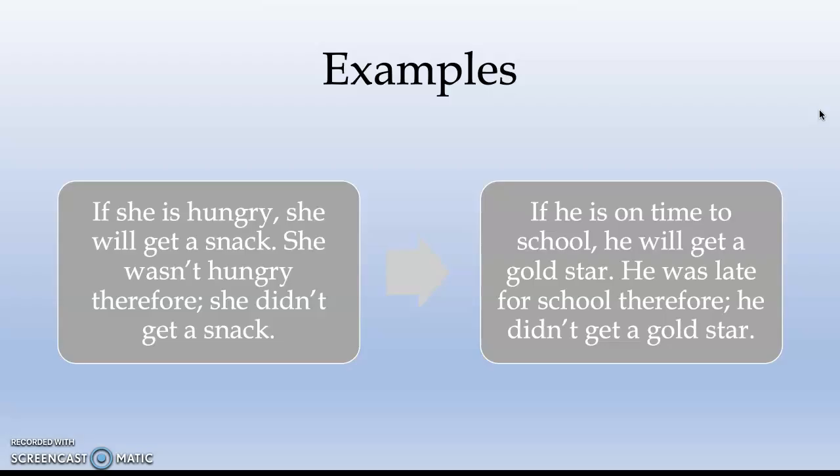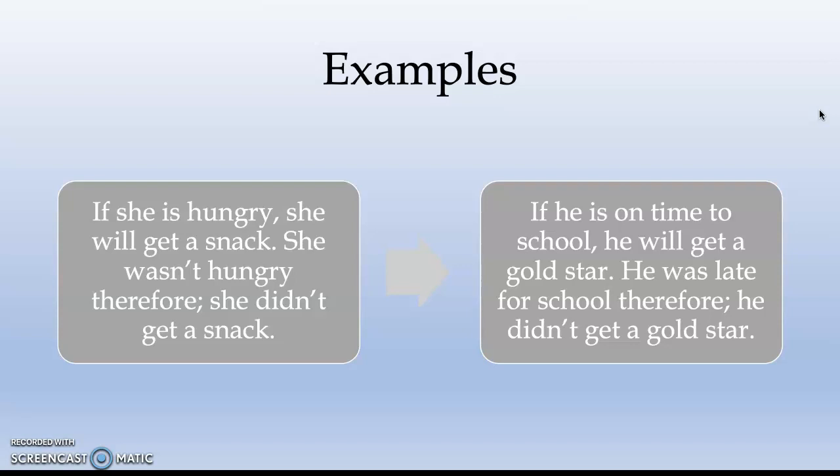A few examples to explain that is if she's hungry, she'll get a snack. She wasn't hungry, therefore she didn't get a snack. So let's say if she is hungry is H, and then she'll get a snack is S. So if H, then S, but since she wasn't H, she won't get an S.